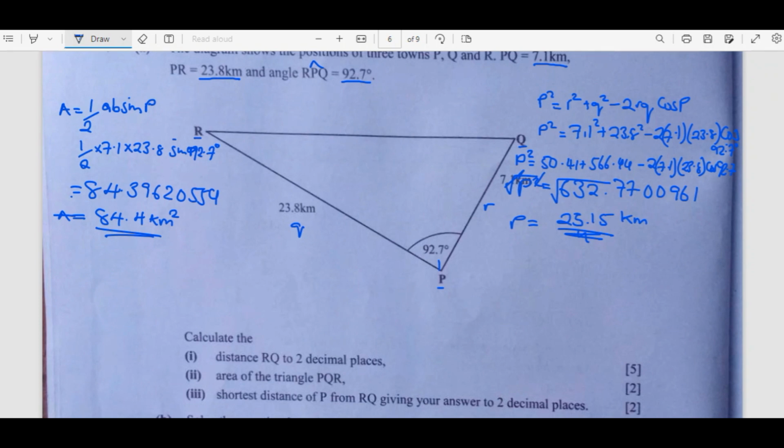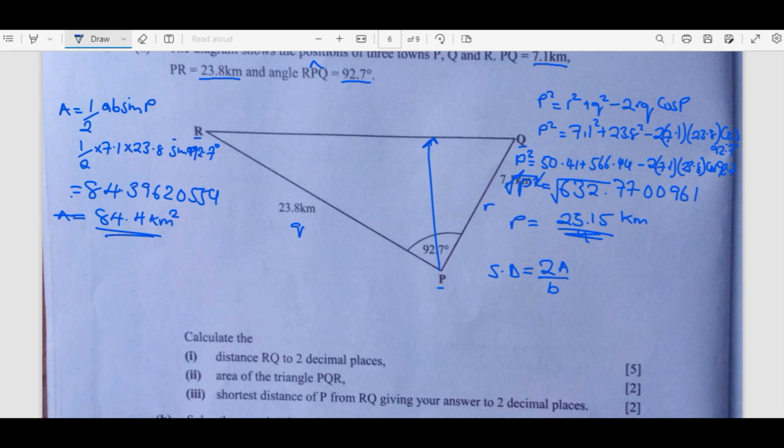So we are going to RQ, which cuts. Okay, so meaning this is the distance, or the shortest distance. So now to calculate, we have to find the formula of finding the shortest distance. So we can say shortest distance is equal to 2A over B. So meaning that A is the area. So we've calculated the area.